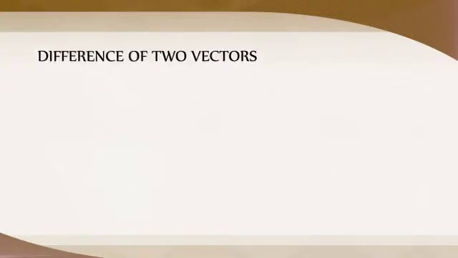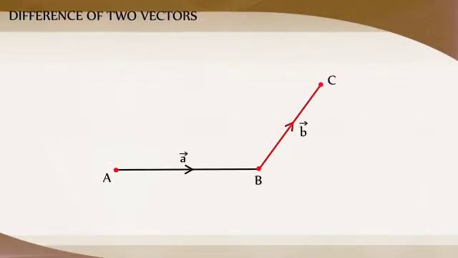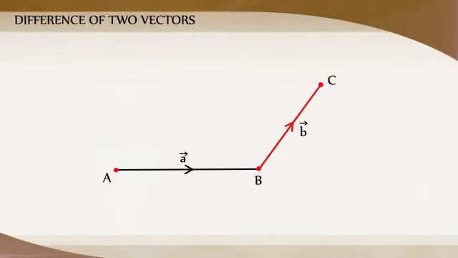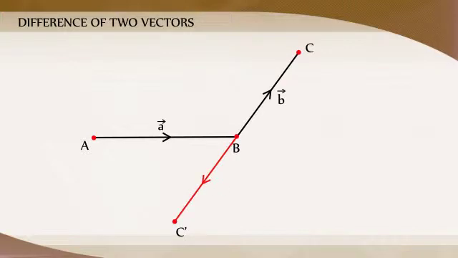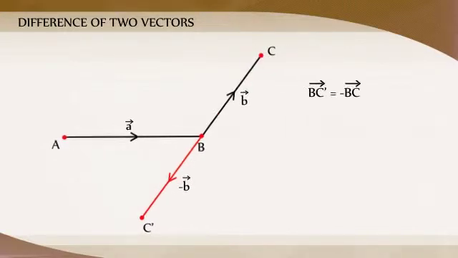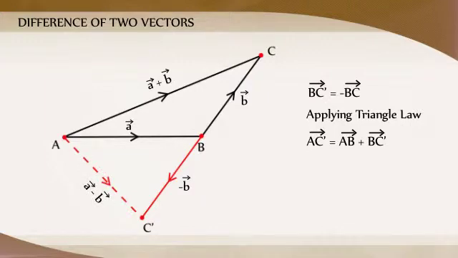Difference of two vectors. Construct a vector BC dash so that its magnitude is the same as the vector BC but the direction is opposite to that of BC. We have vector BC dash is equal to negative of vector BC. Now, applying triangle law, we get vector AC dash is equal to vector AB plus vector BC dash. That is, vector AB plus negative of vector BC, which is equal to vector A minus vector B.